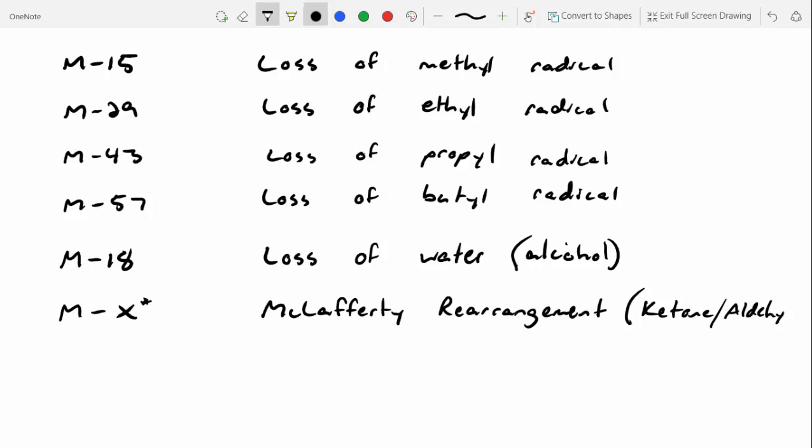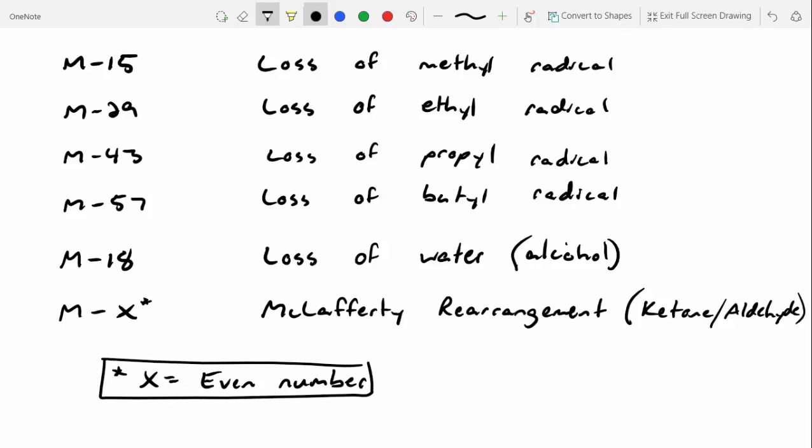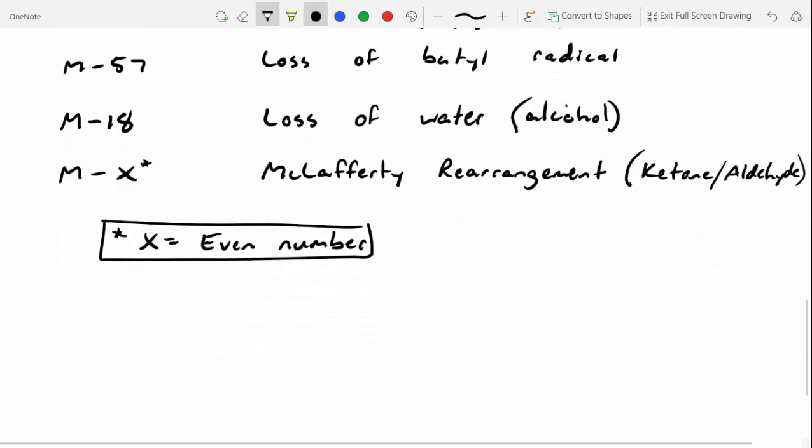So last two is not radical? No, it's still a radical. Or actually, I take that back. Mass minus 18 is loss of neutral water. With the McLafferty rearrangement, you're not losing a radical, you're losing a neutral fragment as well. Let me make a little asterisk for this X down here. X is going to be an even number. So if we have mass minus some even number, there's a chance that we went through some sort of McLafferty rearrangement. All right, so let's take a look at how we can lose water.